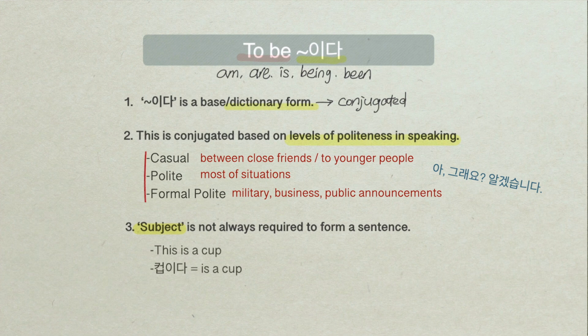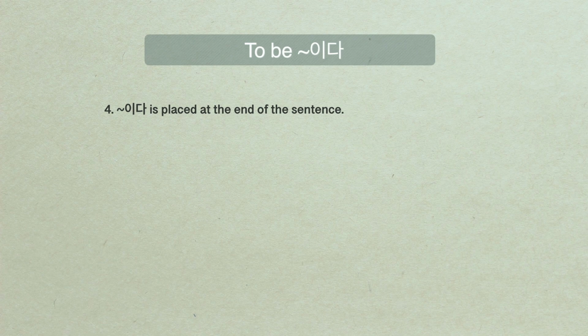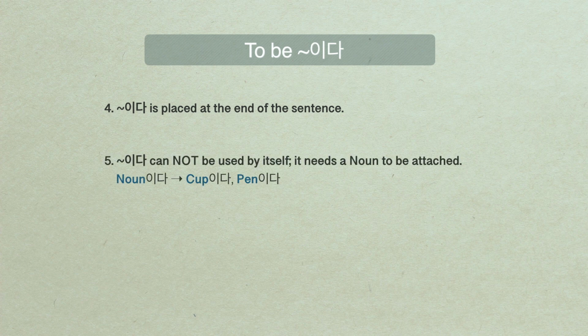When we want to say, this is a cup, we cannot just say, is a cup, without a subject. We need a subject: this, it, that, something like that. But in Korean, we just say, 컵이다. That is literally is a cup without a subject. 이다 is placed at the end of the sentence and it cannot be used by itself. It always needs a noun attached, like 컵이다, 펜이다.